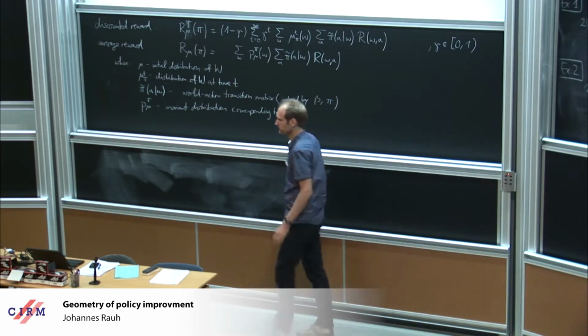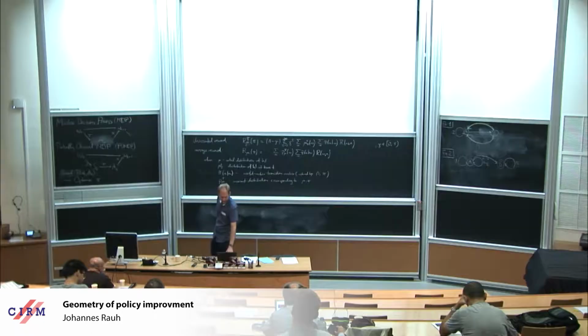Okay, so these are the two reward functions, and now we want to optimize these reward functions with respect to the policy. So the agent tries to take an optimal policy.